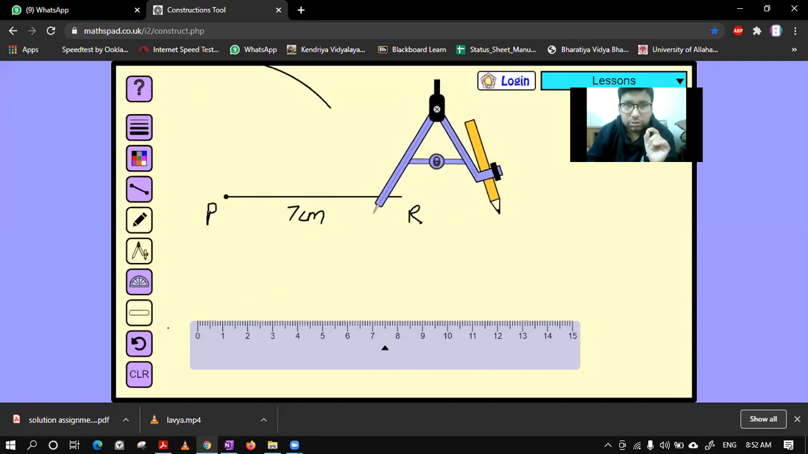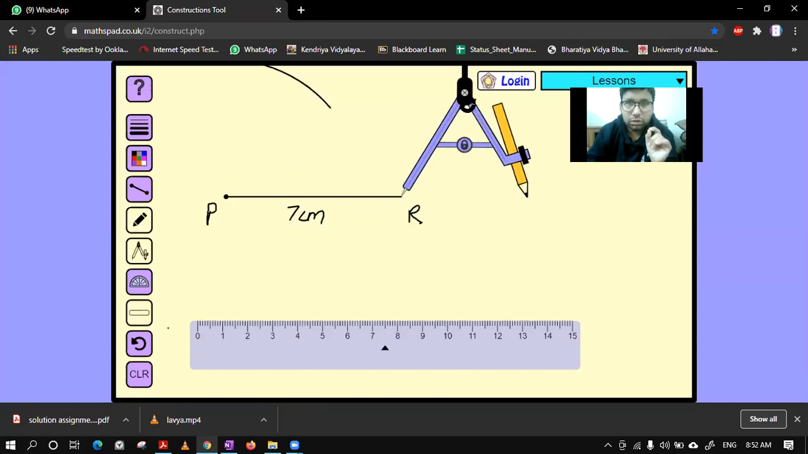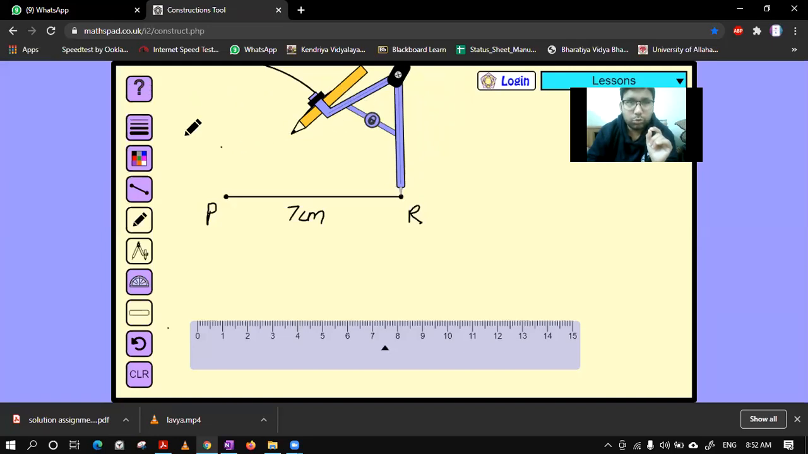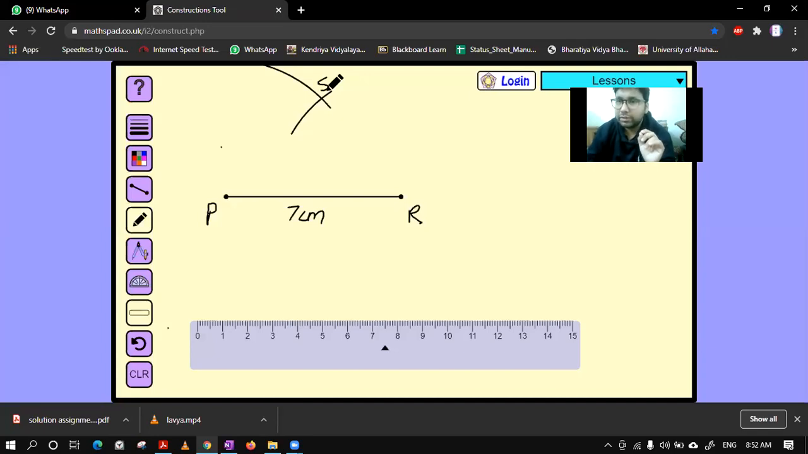So keeping on this, we will bring it near and cut the arc. So this is your point S. I hope till this point everything is clear.